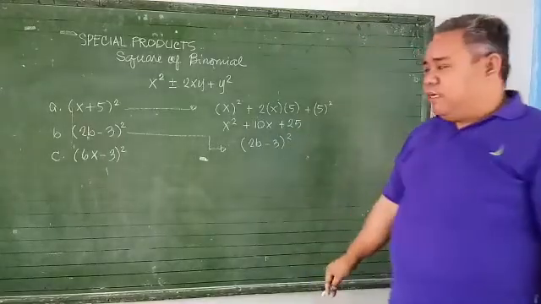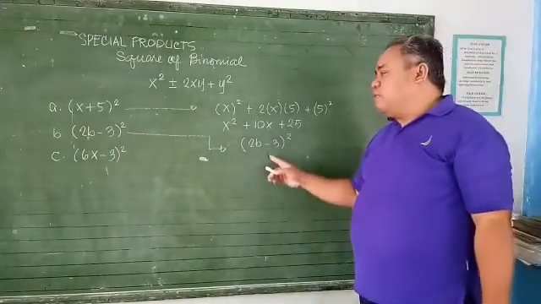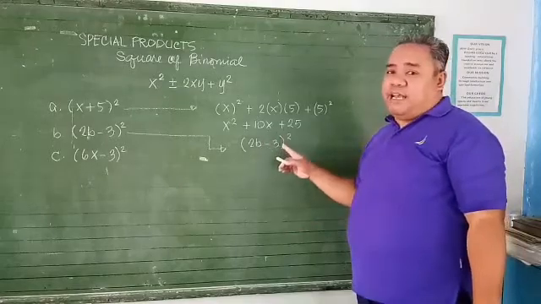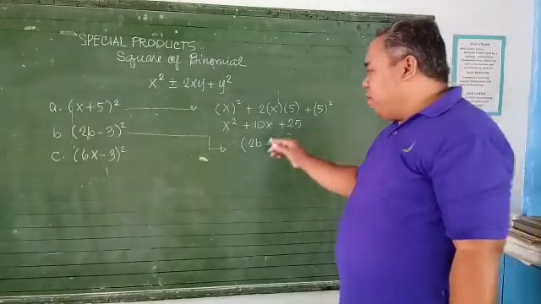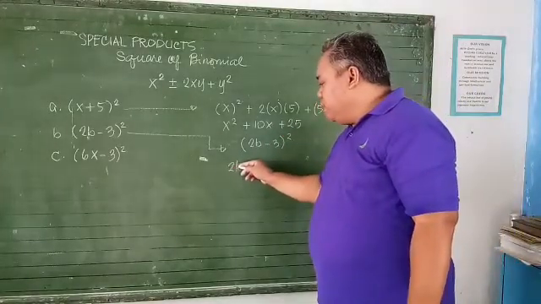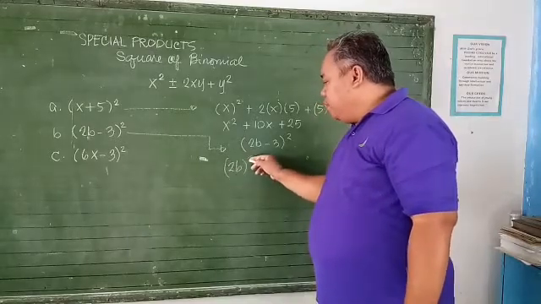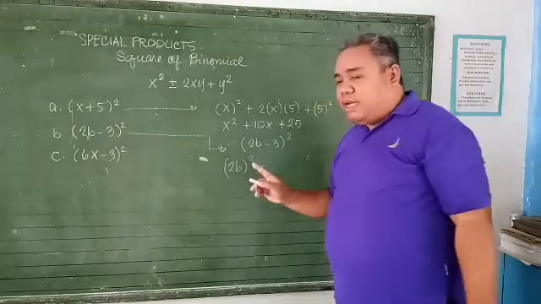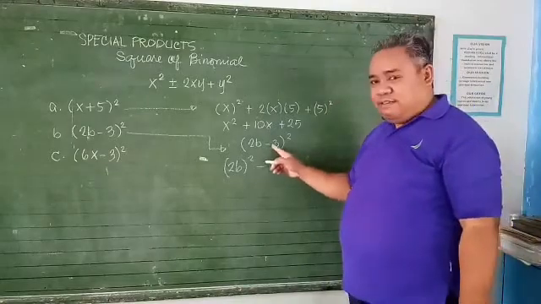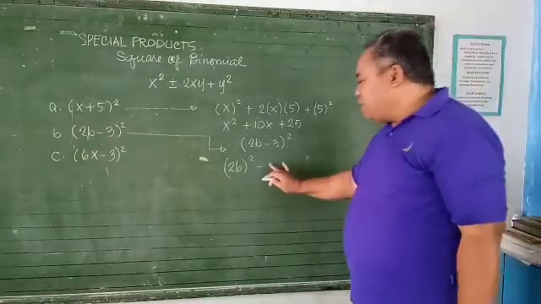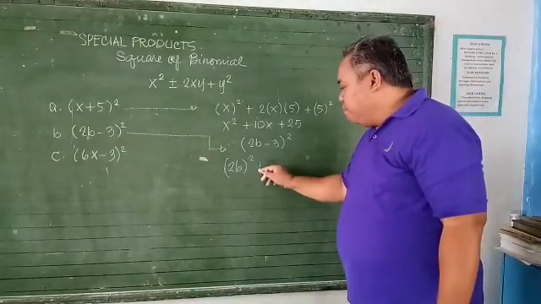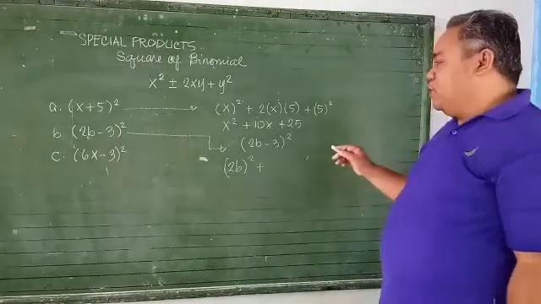Okay, following the pattern, what will be your first term? Your first term is 2b and your second term is negative 3. So following the pattern, we have first term 2b, square of the first term minus. Bakit minus? Kasi yung operation niyan is plus, or shall we say we can put plus here. Magkakaiba na lang siya kapag sinulog mo na siya.